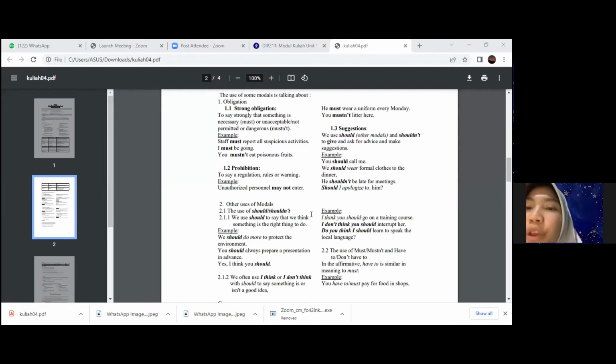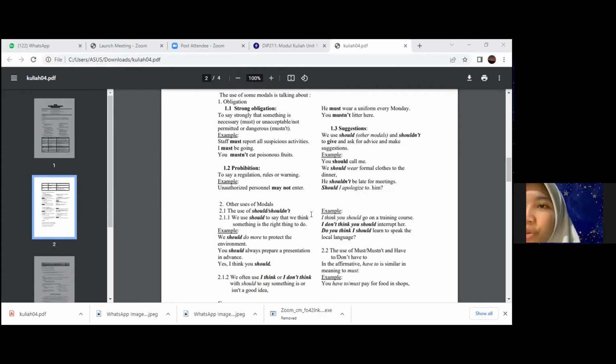1.2 Prohibition. To say a regulation, rules, or warning. For example, unauthorized personnel may not enter. He must wear a uniform every Monday. You mustn't litter here. 1.3 Suggestions.